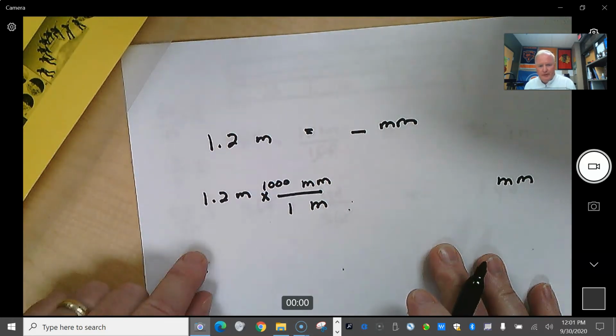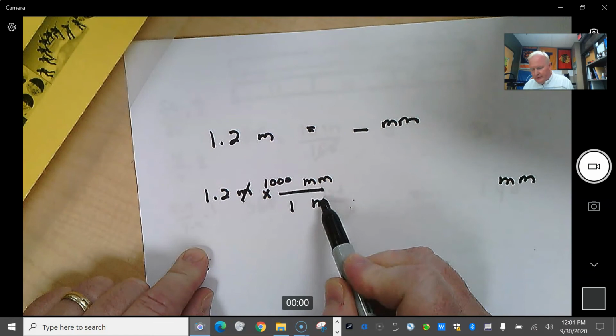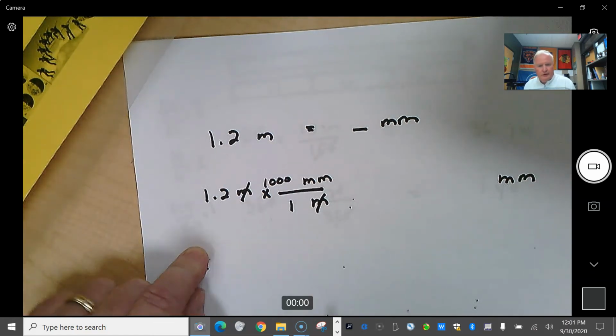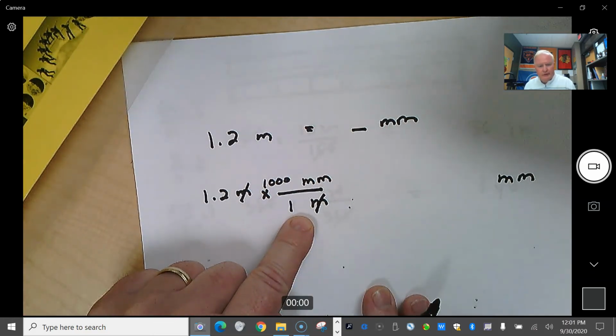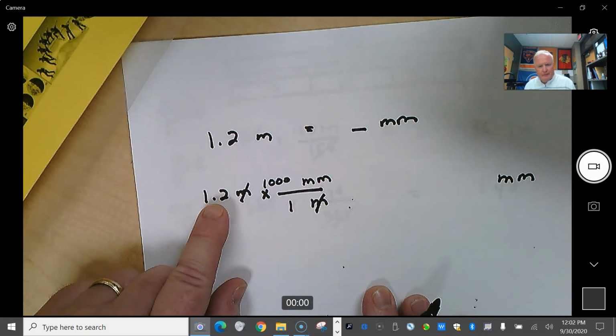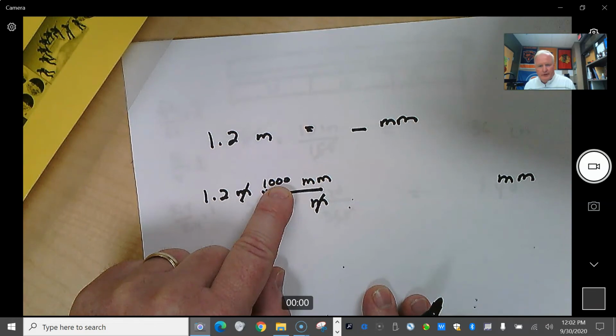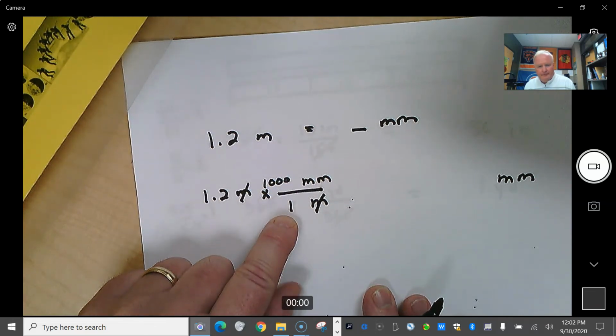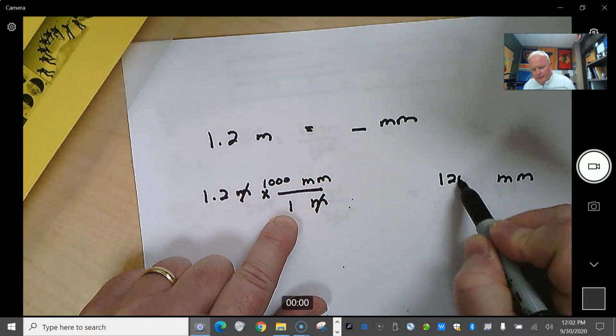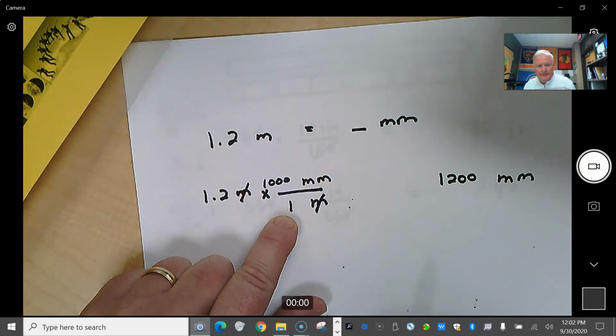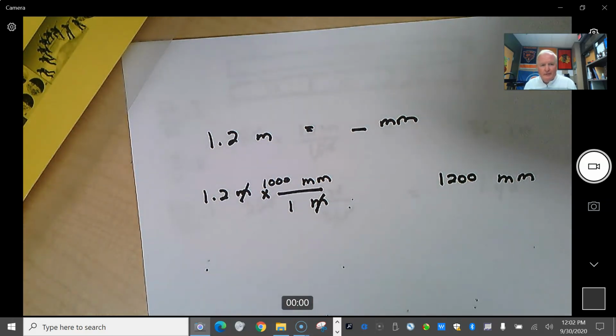Now we can just do the math. First math is cross out those units that we can cross out. Meters divided by meters will cross out. And now we can multiply 1.2 times 1,000, put it in our calculator, divided by 1, right? And we're going to get 1,200 millimeters. That's how we do a 1-step conversion.